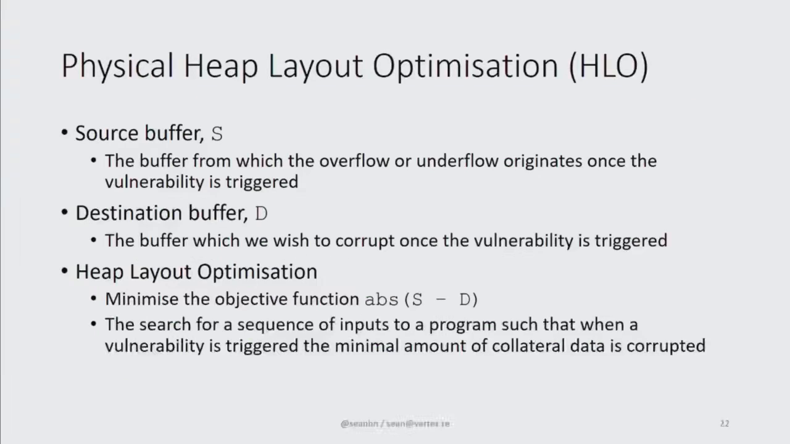All right, so just to formally define what we're going to be doing, we're going to have a source buffer, which is the buffer from which the overflow or underflow is going to flow out of, and a destination buffer, which is the thing we want to corrupt. The heap layout optimization problem is that we're trying to minimize an objective function, which is the absolute distance between the source and the destination. Obviously, you could have different objective functions because sometimes the data you're corrupting is okay, and sometimes it's not. Say if you're flowing into an unmapped page, that's obviously worse than if you're flowing just over application data.